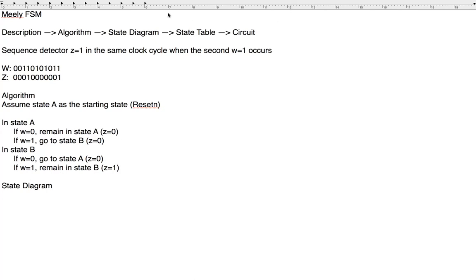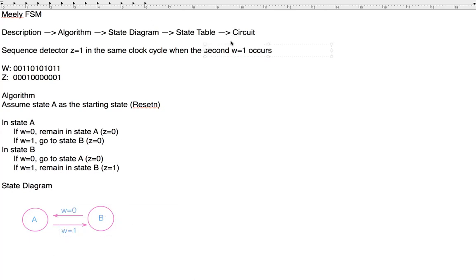Okay, for state diagram, what we're going to have is we're going to create our circle. So we're going to have A here, we're going to have B here. And then we're going to have, so let me label these. So we're going to have state A. We're going to have state B. W is equal to 0. Go back here. If W is equal to 1, go state B.